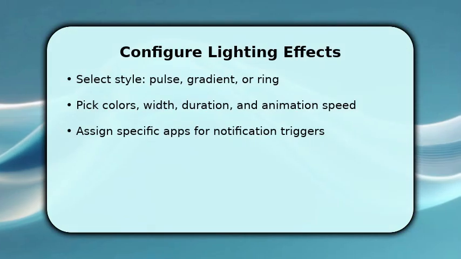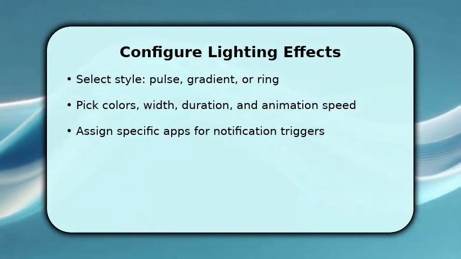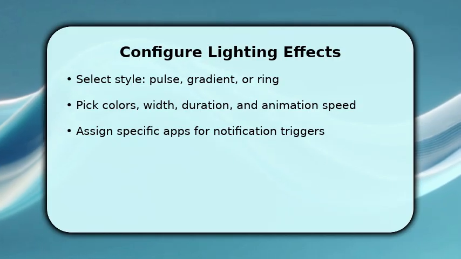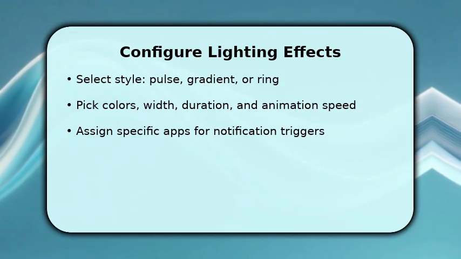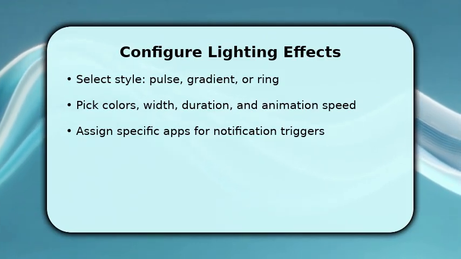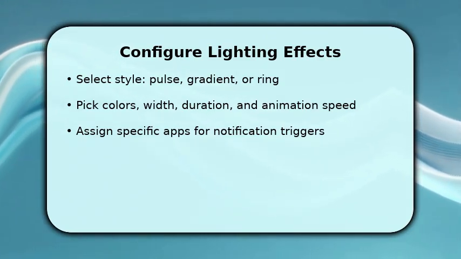Now, find edge lighting or notification light in the menu and tap to enter. You next choose the visual style and why. Pick pulse for subtle alerts, gradient for smooth color flow, or ring for bold emphasis. Once chosen, customize color palette, strip width, duration, and animation speed so alerts match your attention needs.